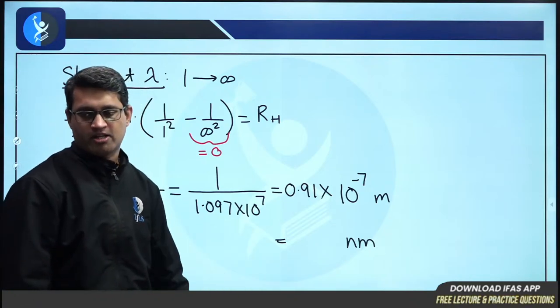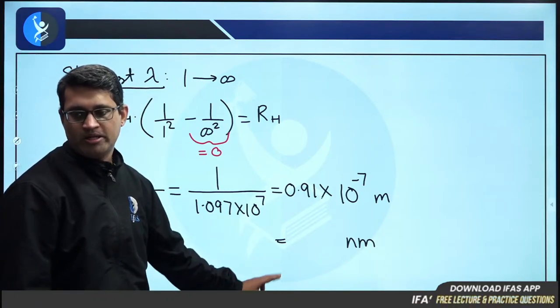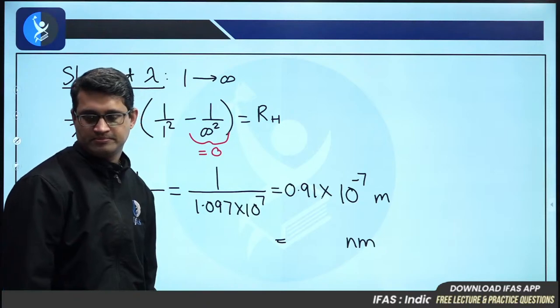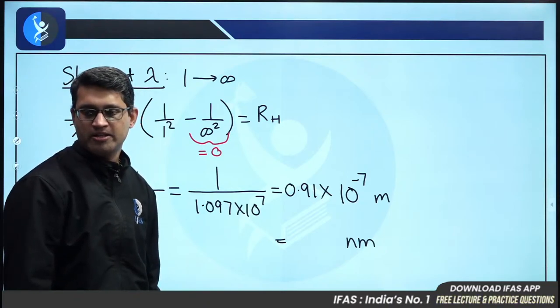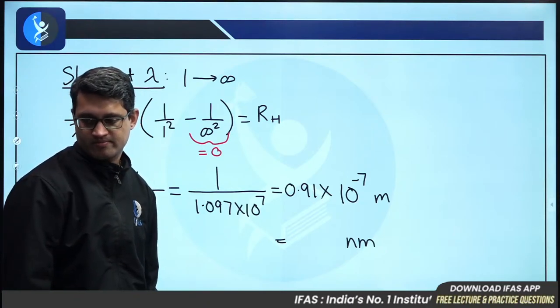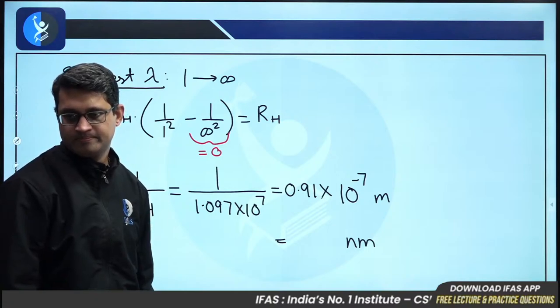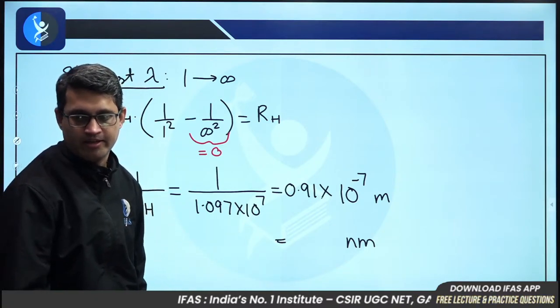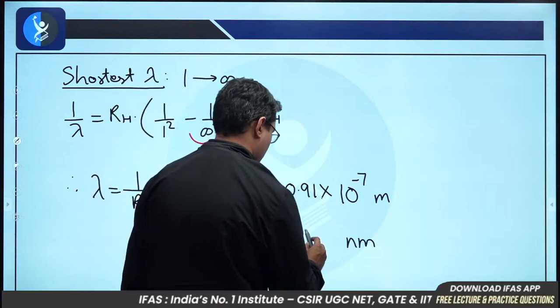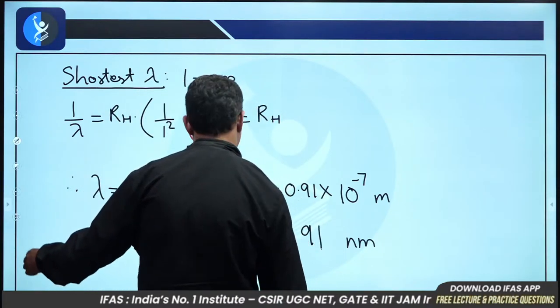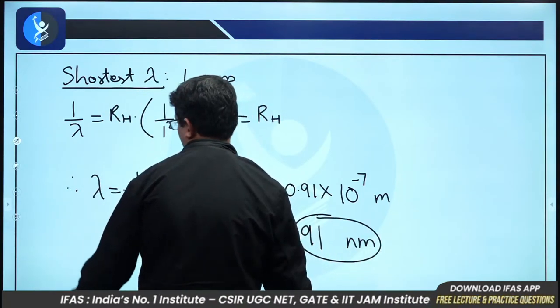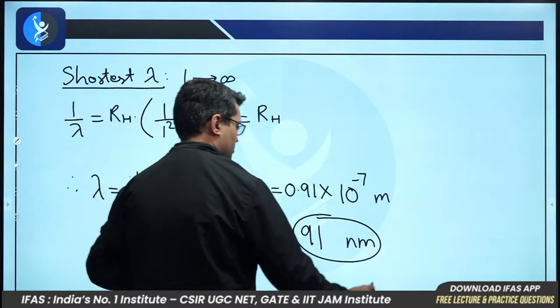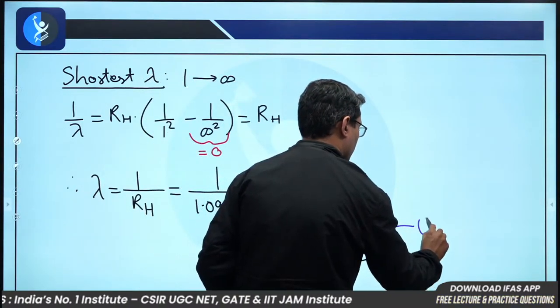And in nanometers, how much will this be? Can someone tell me? 91. Very good. 91 nanometers. And this value is in which range? This value is also in the UV region.